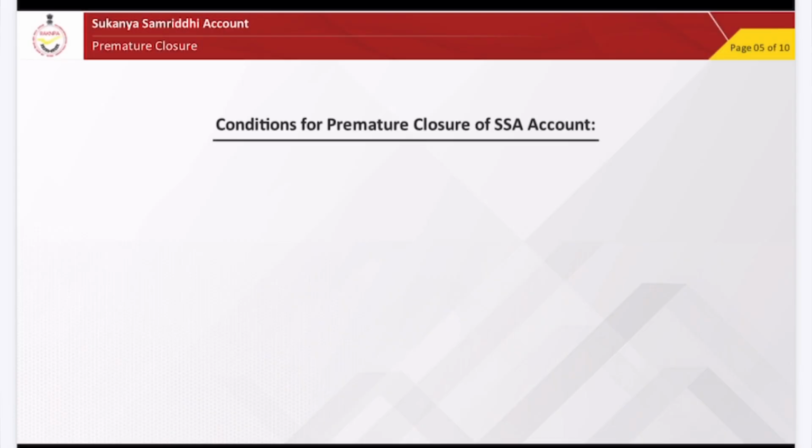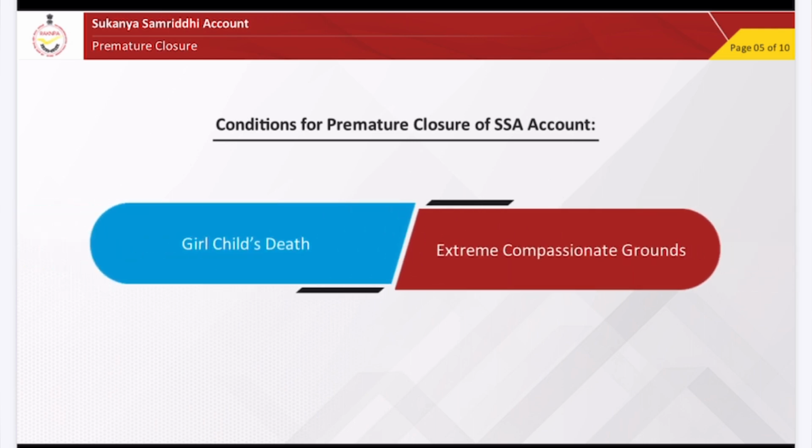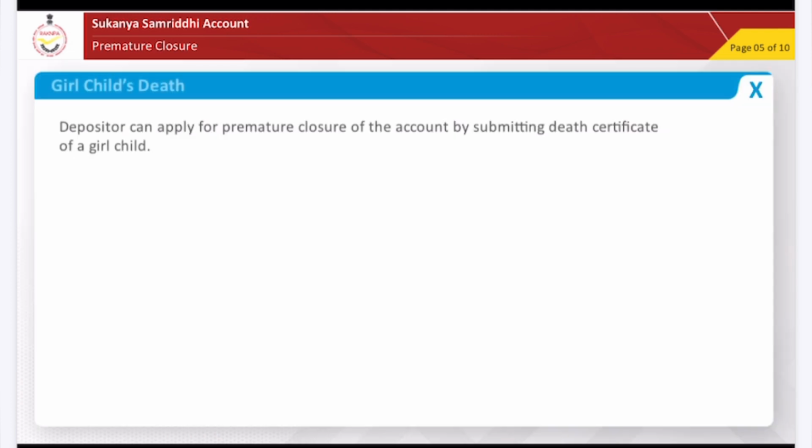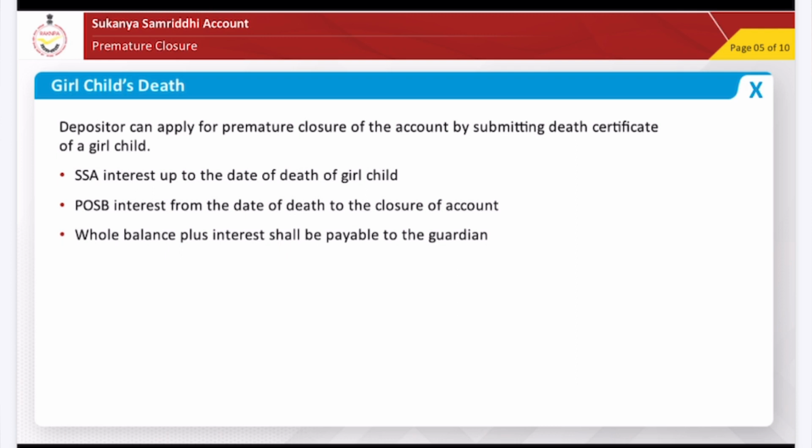Premature closure of the SSA account is permissible in case of the girl child's death and extreme compassionate grounds. Click each button to learn more. The depositor can apply for premature closure of the account by submitting the death certificate of the girl child. SSA interest is paid up to the date of death of the girl child, and POSB interest from the date of death to the closure of the account. The whole balance plus interest shall be payable to the guardian.